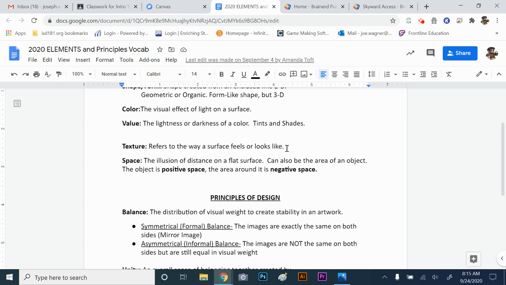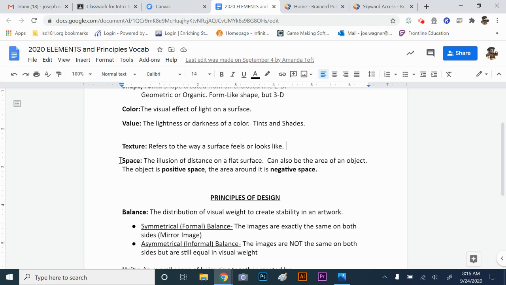We would call this implied texture. So you can have real texture and you can have implied texture. So real texture is that you can physically touch the artwork and feel how it feels. Implied texture means you draw or create something in a way that it looks like it has a texture, even though it doesn't really feel that way.